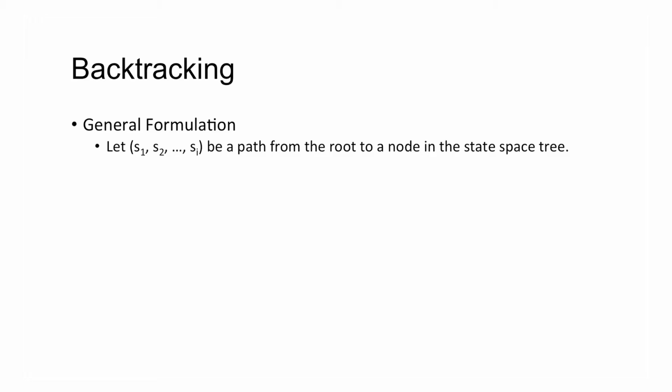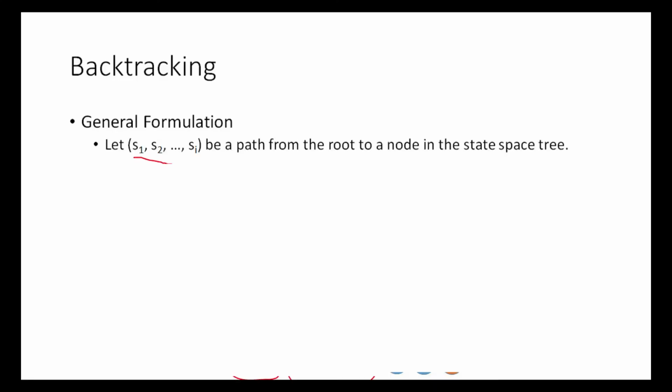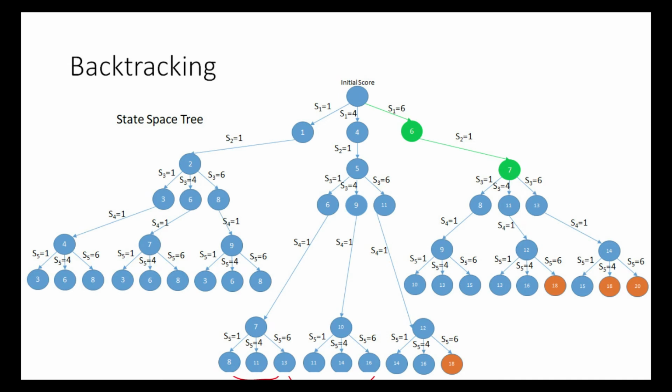Now, the general formulation of backtracking is that, as we'll use the previous example to illustrate this formulation, let's suppose we have a partial solution vector S1, S2 up to Si, as can be seen in the slide. Let's suppose this is a path from the root to any node in the state space tree. In our previous example, let's suppose this partial vector is the S1 shown in green, so S1 is equal to 6 and S2 is equal to 1. So this is a partial path from the root to a node in the state space tree.